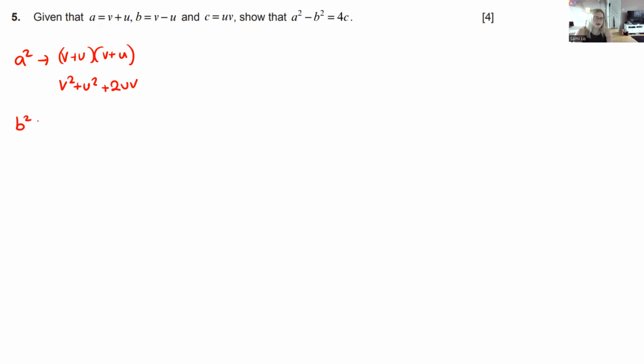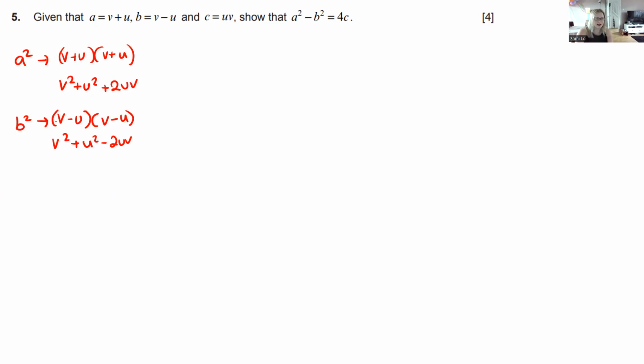b squared, well, that gives me b squared again. I didn't write the thing. Let me write that in. The only difference this time is that I've got a negative. Just remembering that little 2 means that we've got 2 of the same brackets. Don't just square inside the brackets. So v squared plus u squared, because a negative and a negative makes a positive. And this time it's going to be minus 2uv.